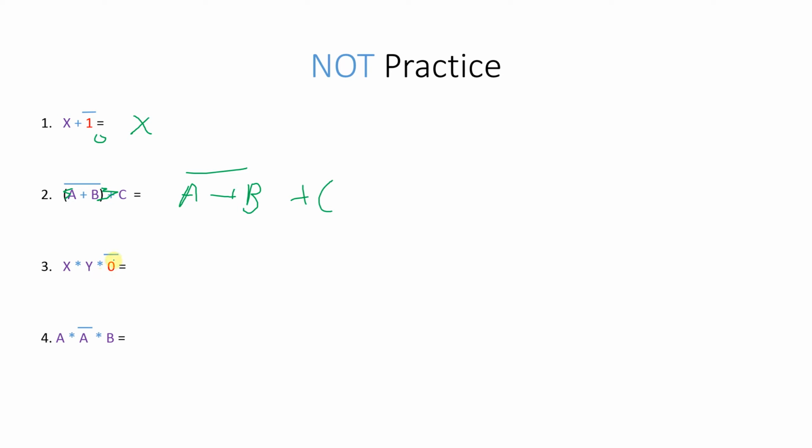Now down here, the inverse of 0 is 1. 1 is insignificant when dealing with AND logic. Because of that, you just have x and y. And that's as simplified as you can get it.